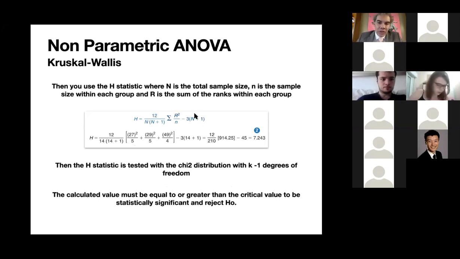Then you put here the total sample size, which is 14, and then you do the math, and you've got your H statistic. Your H statistic is tested with the chi-square distribution, with k minus 1 degrees of freedom. In this case, we have 3 groups, so it will be 2 degrees of freedom, because k is the number of groups. Then the calculated value must be equal to or greater than the critical value to be statistically significant and reject the null hypothesis. So that's as with every statistical test.